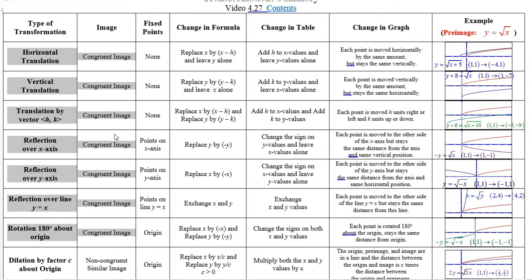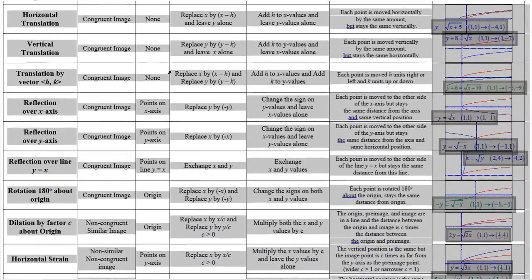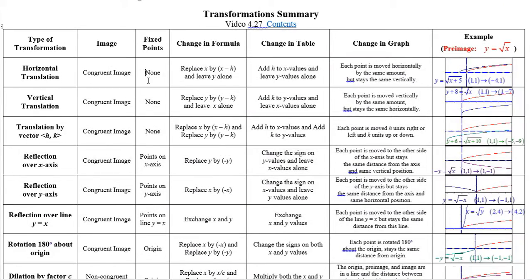In fact, all types of transformations which make congruent images can be built up out of these types of transformations. In each case, I go over what the fixed points are. The fixed points tell you which things in the image and pre-image are the same. There aren't any for translations. For reflections, it's points on the mirror line. For rotations, it's the center of rotation, and for dilation, it's the center of the dilation.